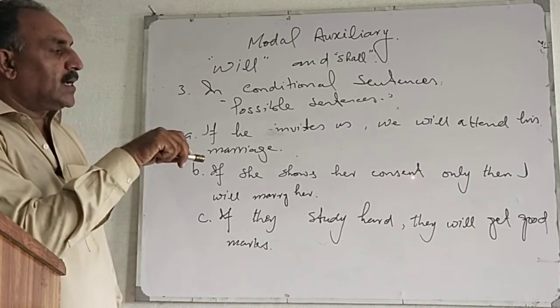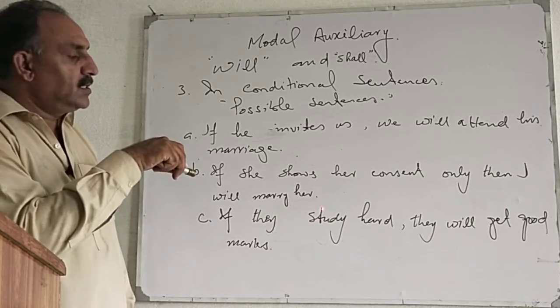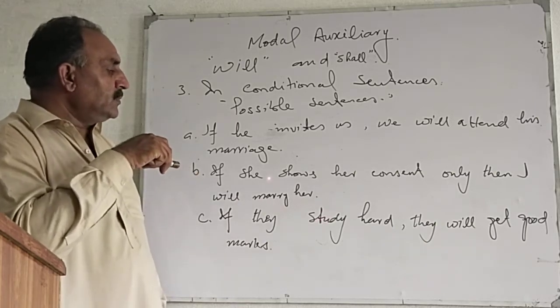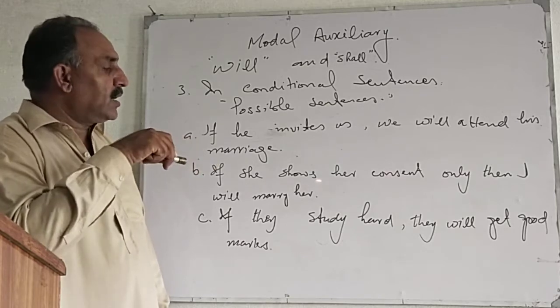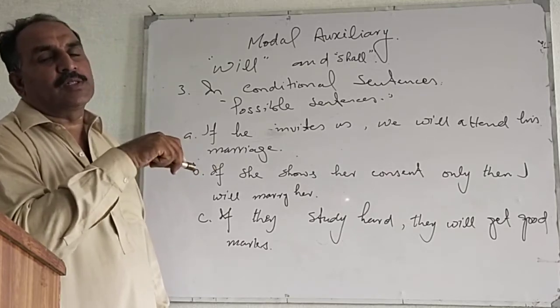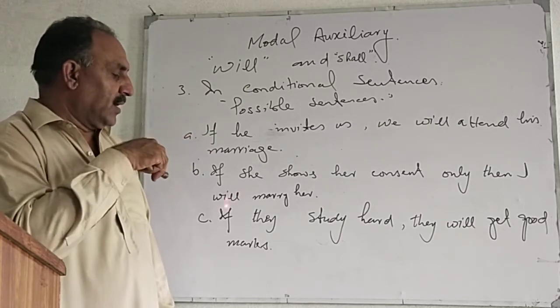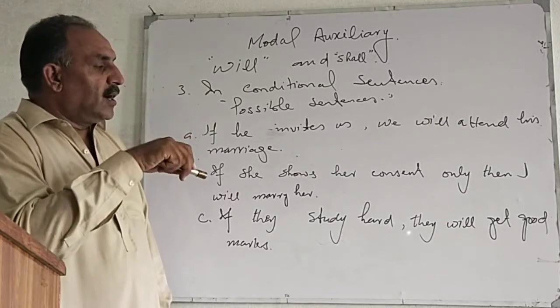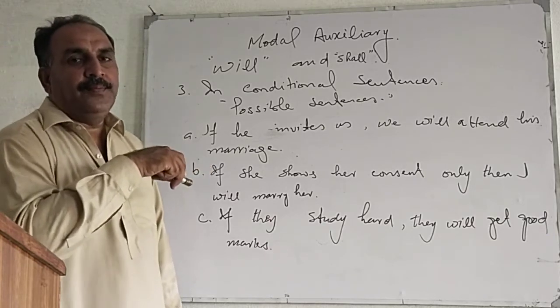If he invites us, we will attend his wedding ceremony. If she shows her consent, only then I will marry her. This is something conditional. If she shows her consent, only then I will marry her. If they study hard, they will get good marks. Okay?